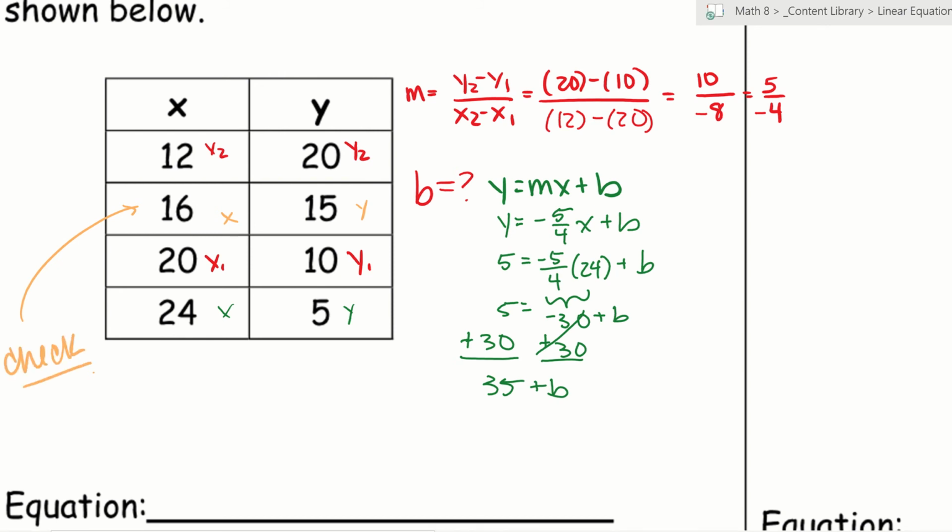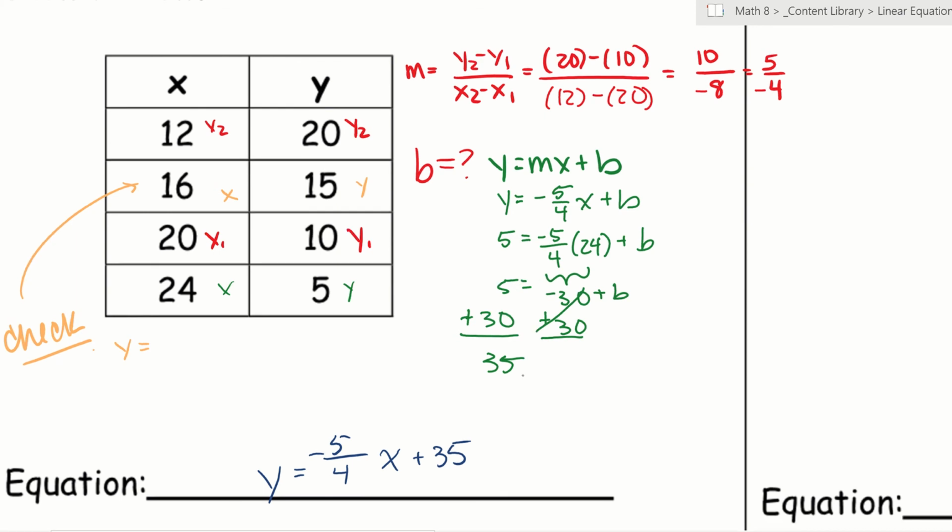Okay. So what was our final equation? Y equals m, which is -5/4 rather, x plus 35. Okay, oops, sorry, wrong color. Equals b. Okay, I just did that again.